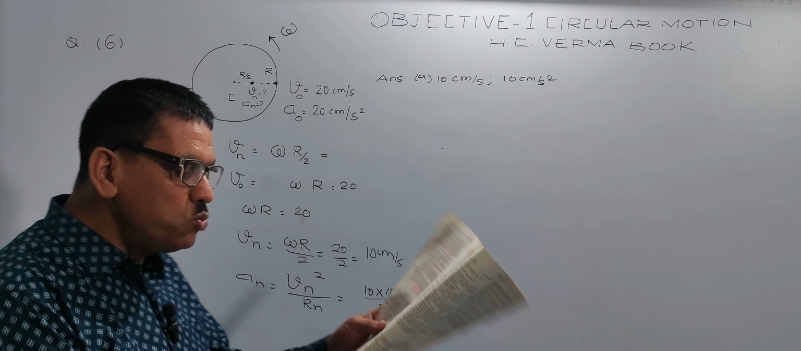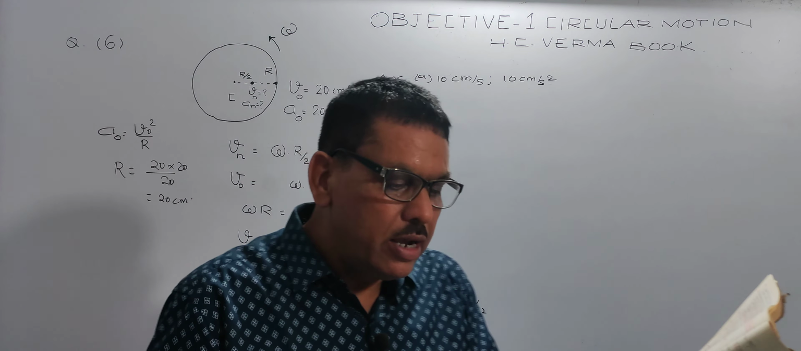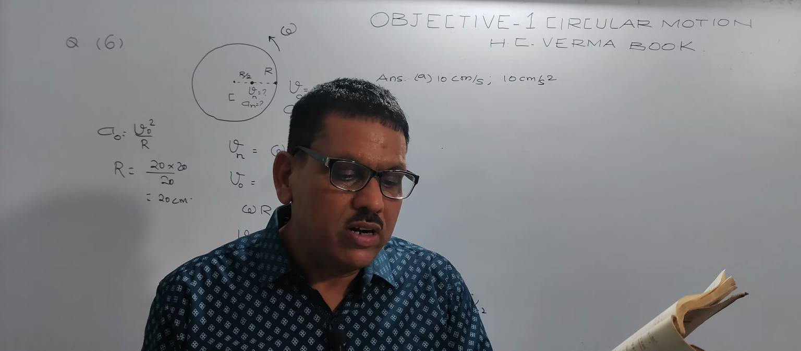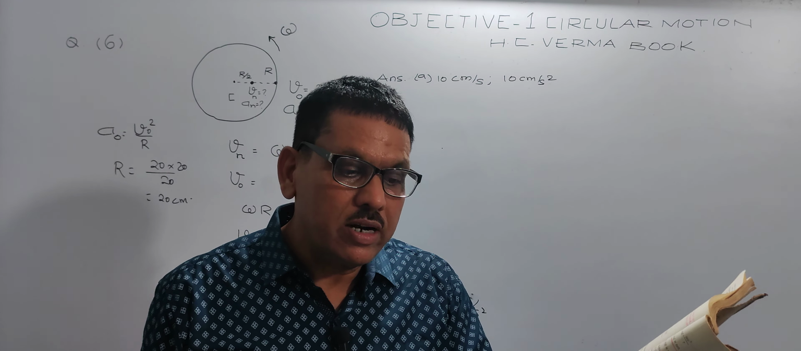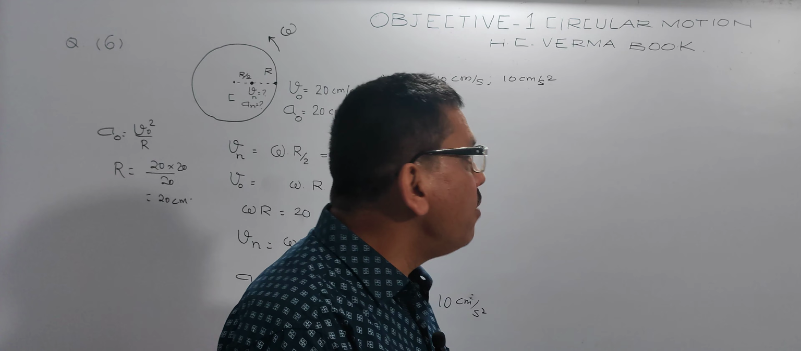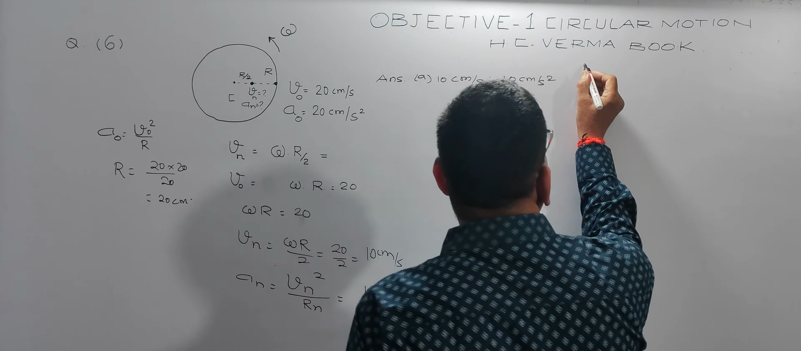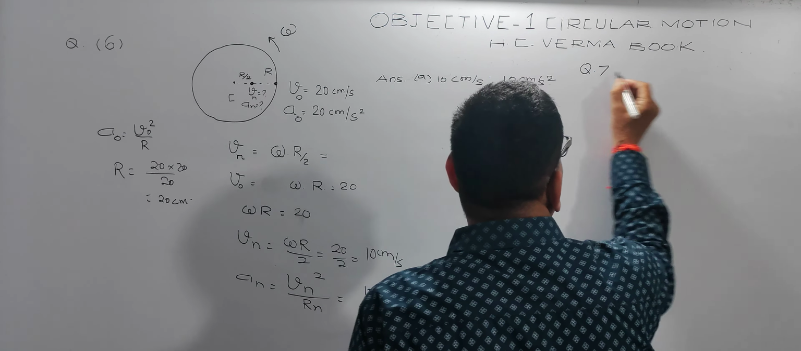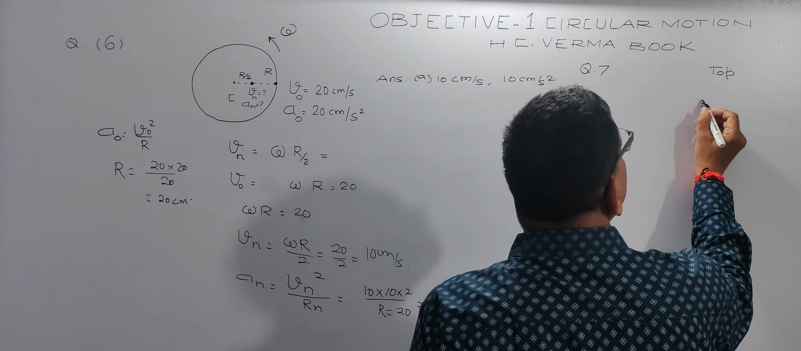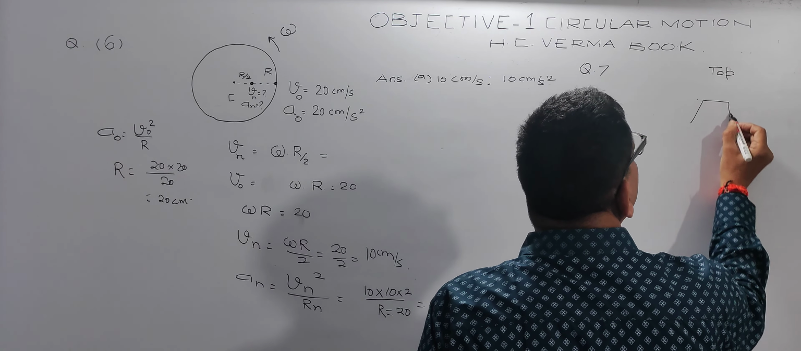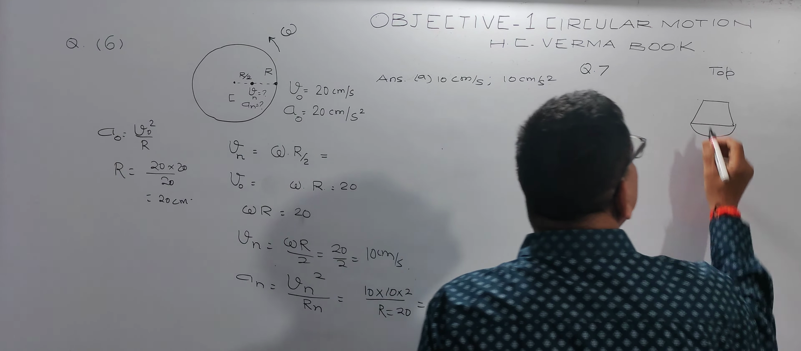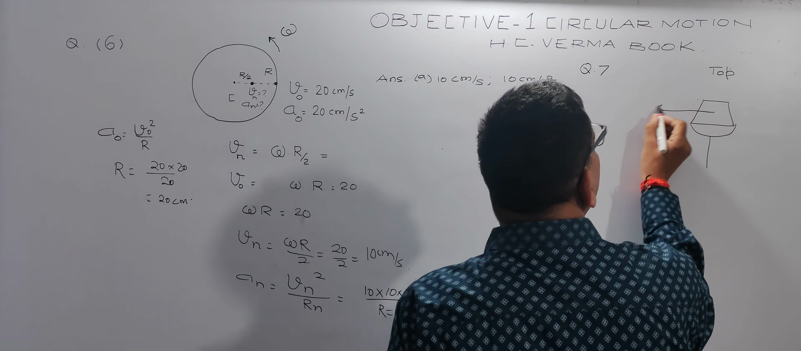Now the seventh question is: water in a bucket is whirled in a vertical circle with a string attached to it. The water does not fall down even when the bucket is inverted at the top of its path. We conclude in this position... Now if water is not falling, for question number 7, take the top of the circular path. This is the bucket and it is rotating with speed v.